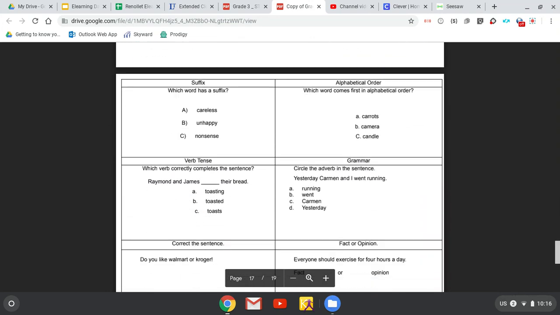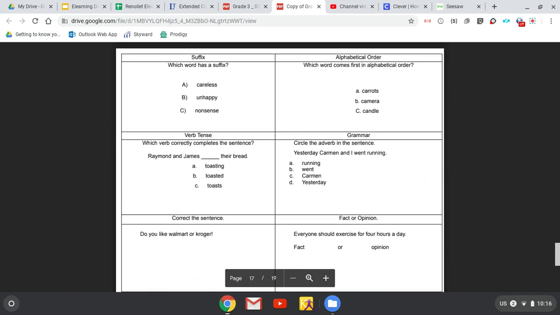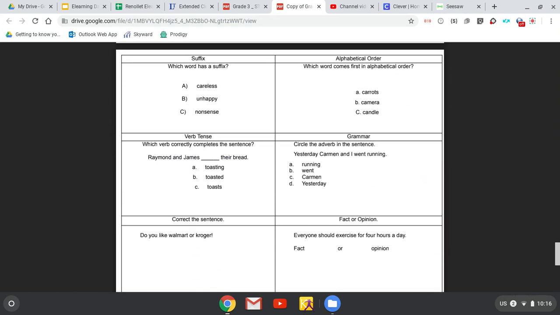Task number 4 is our DLR. Show me what you know there, keeping up with those skills so that you are ready for 4th grade.